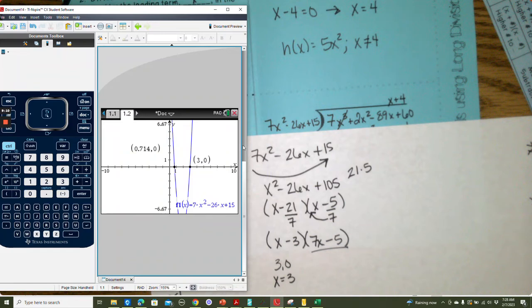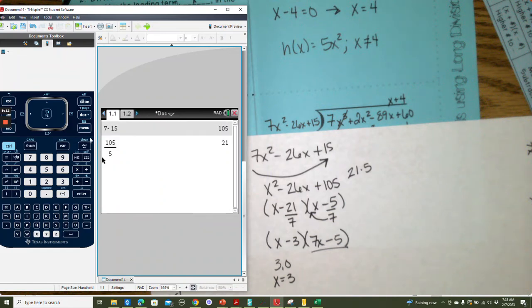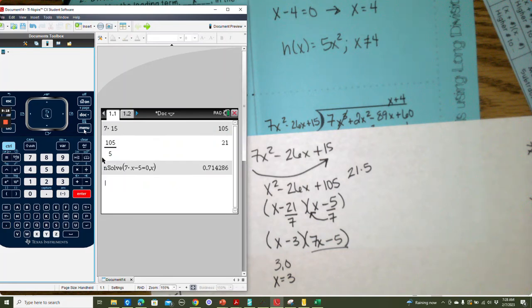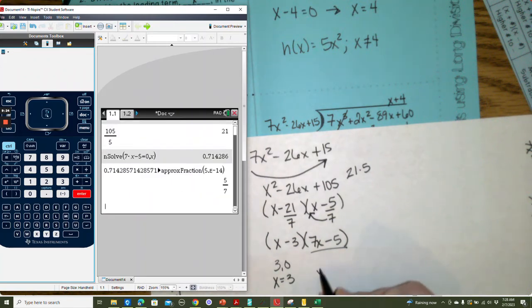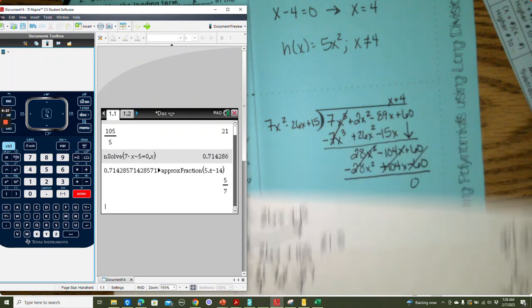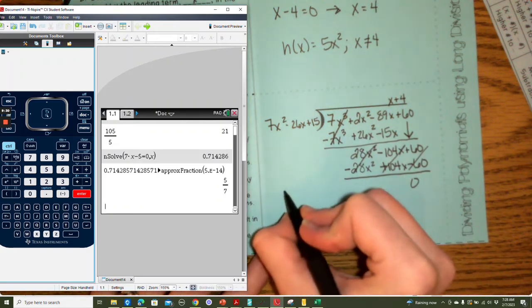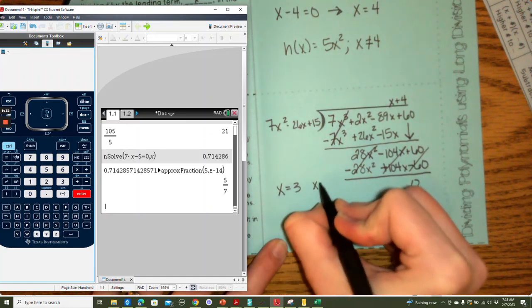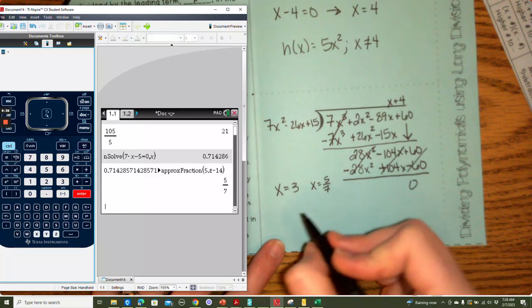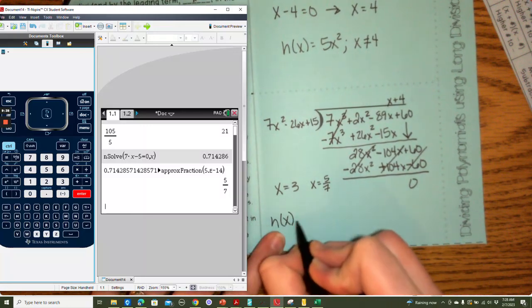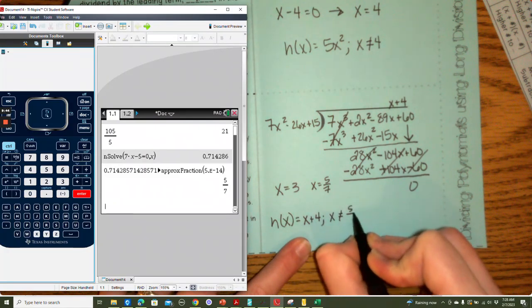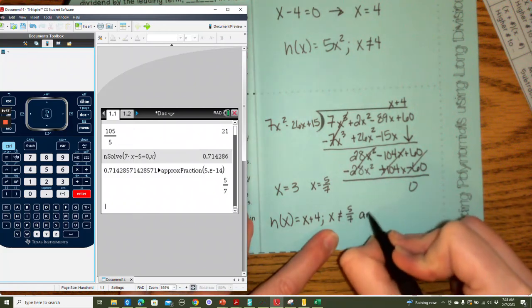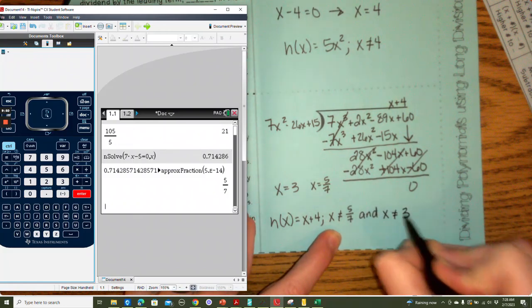For this one, the easiest thing to do, honestly, is once you get your factors, you can menu 3, 1. 7x minus 5 equals 0, comma x, and then change it to a fraction, 5/7. So those would be my two zeros when x equals 3 and x equals 5/7. So how I would write my answer, h of x equals x plus 4, where x cannot equal 5/7 and x cannot equal 3.